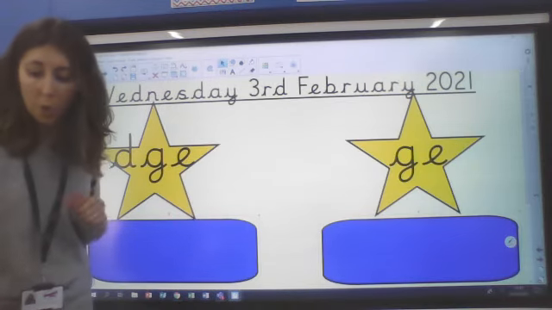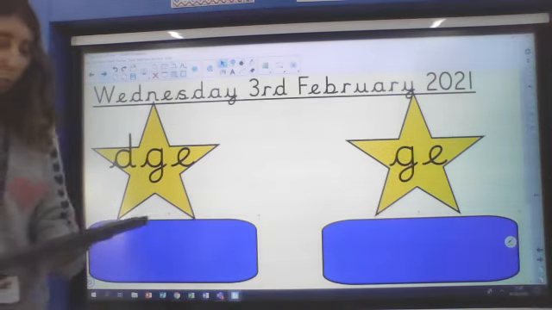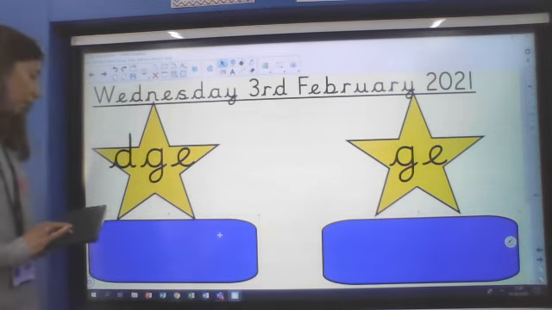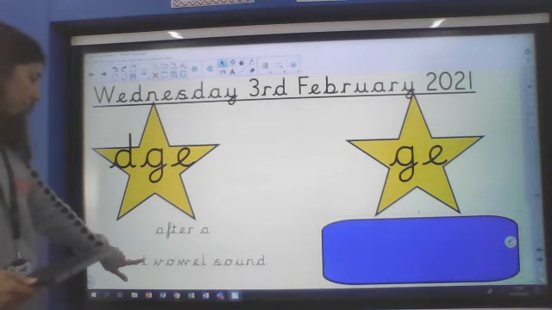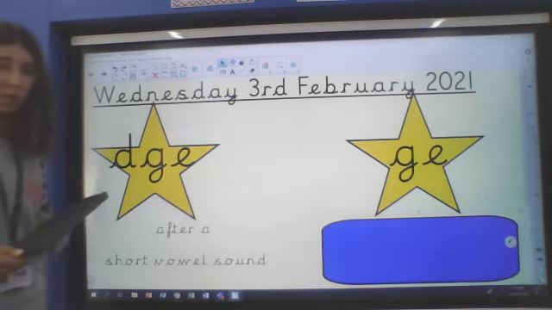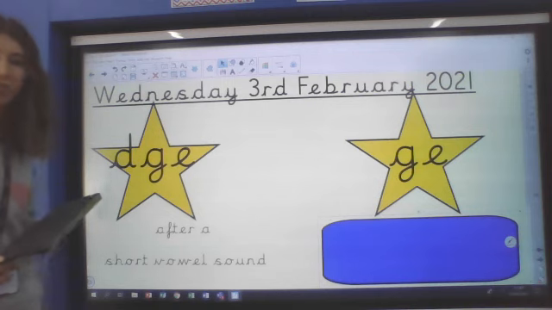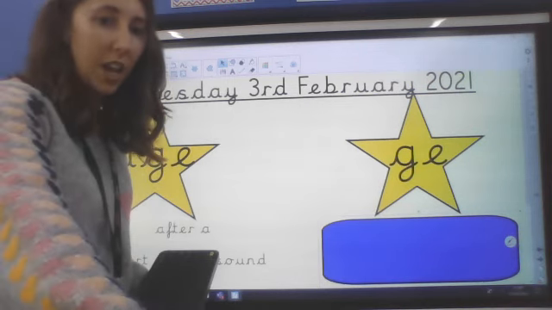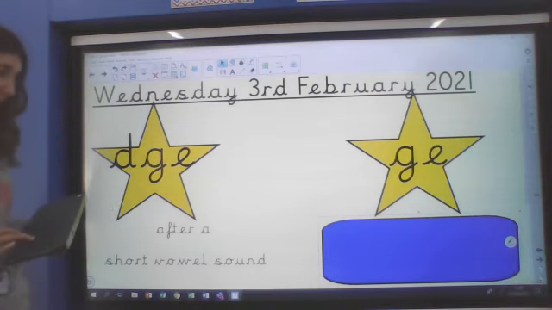Okay, so we used DGE when it came after a short vowel sound. Tell your grown up how many words you can remember where DGE came after a short vowel sound. How many words can you remember? You might want to give it a pause and talk about that.